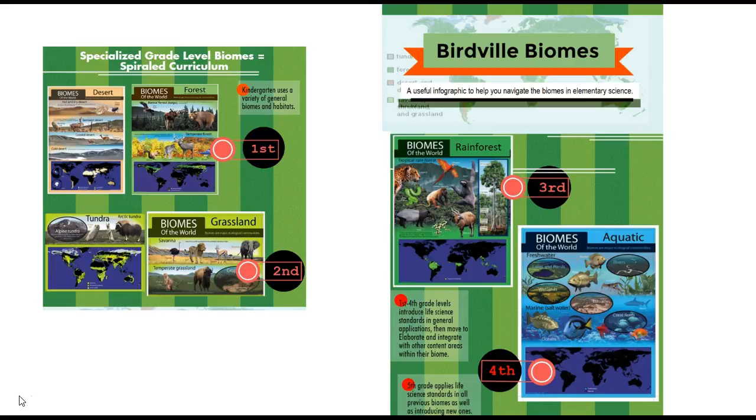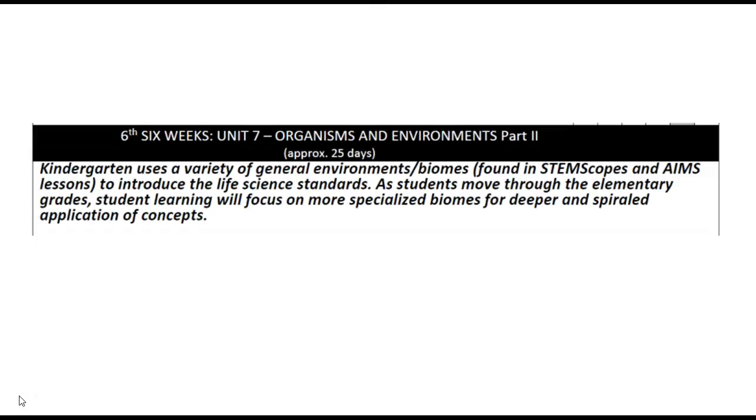Second grade is looking at the grassland. Third grade is the rainforest, and fourth grade is looking at aquatic systems, specifically freshwater wetlands. And as a reminder, kindergarten can use a variety of any kind of environment or biome to focus in on their life science standards, just like we talked about last 6 weeks.